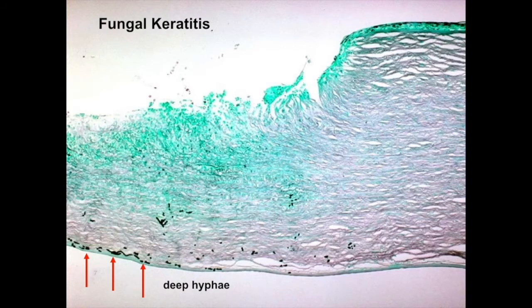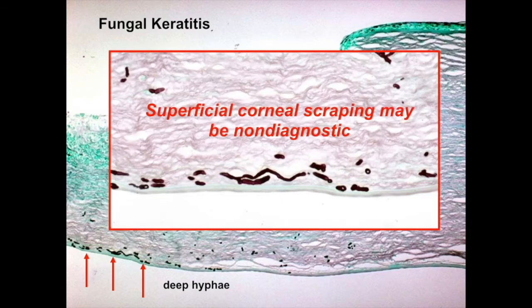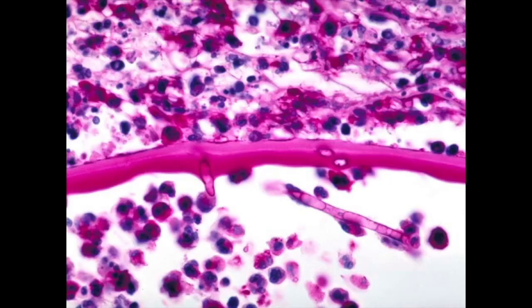This section shows an ulcer in a patient with fungal keratitis. The fungi, disclosed by the GMS stain, may reside quite deep in the stroma, and a superficial corneal scraping may not be diagnostic. The fungal hyphae can grow right through Descemet's membrane into the anterior chamber, giving rise to secondary fungal endophthalmitis.